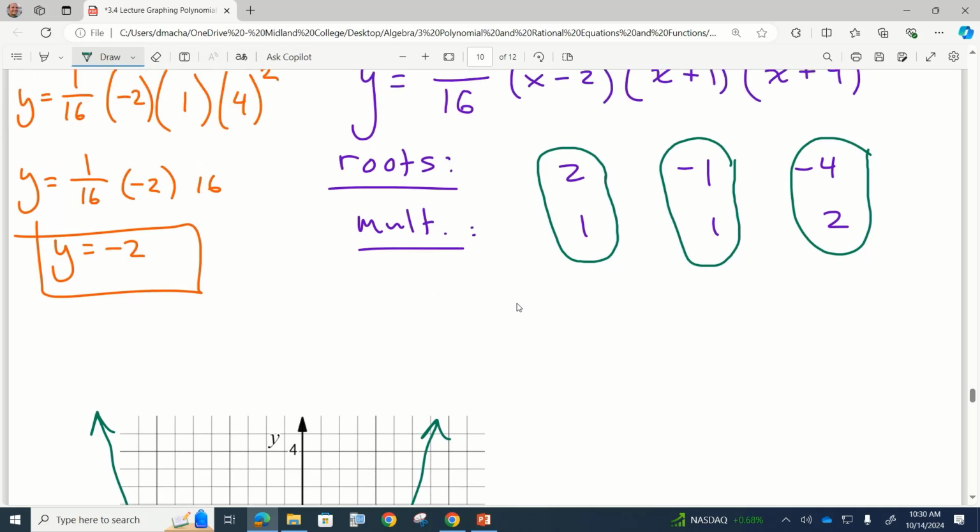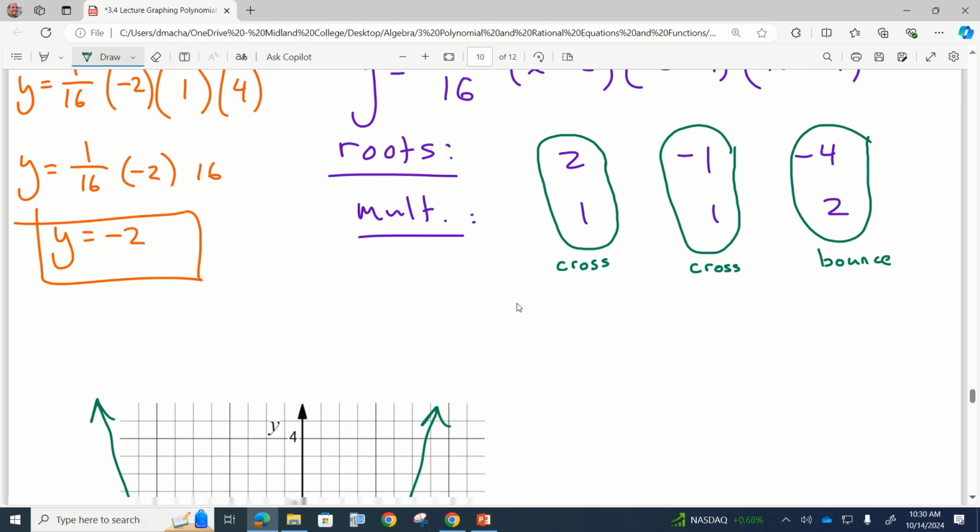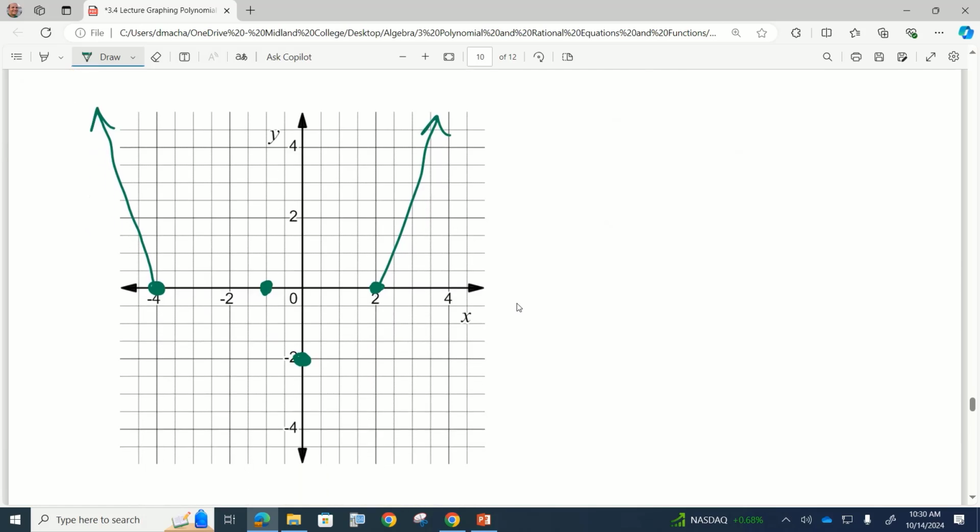And if the multiplicity is odd, this is going to cross. So where I have odd numbered multiplicities, we're going to cross the axis. And if the multiplicity is even, like the number 2, we're going to bounce. So at x equals -4, we bounce. This is what bouncing looks like. But when x equals +2, we're going to cross the axis. And when x equals -1, we're going to cross the axis, like that.